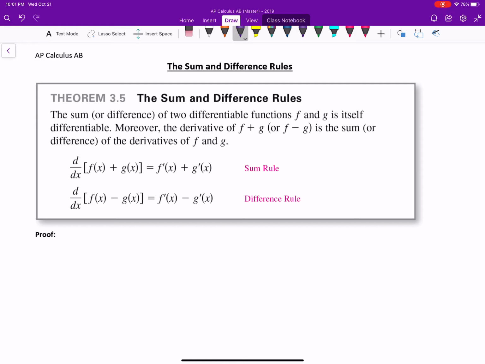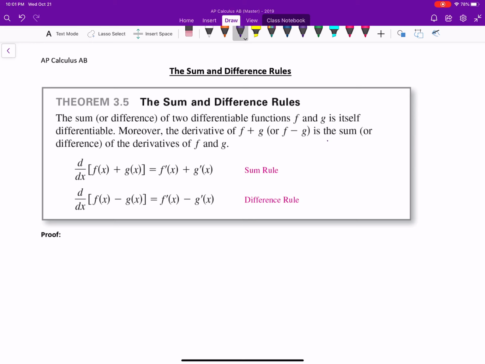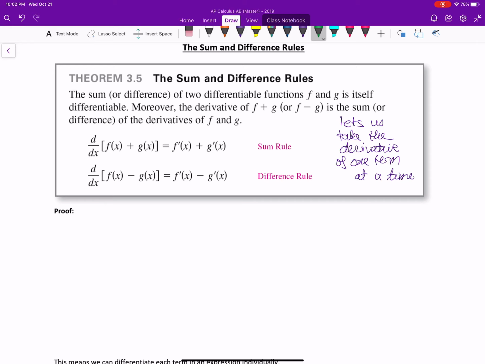So if I'm going to prove each one of them, what's useful about this is that if you're taking the derivative of something that has multiple terms, it means I can take the derivative one term at a time. So hopefully that makes our lives a little bit easier. So that is the proof for it. Again, I'm going to do it for one of them. You're going to try the other one on your own. Let's do it for the positive one.